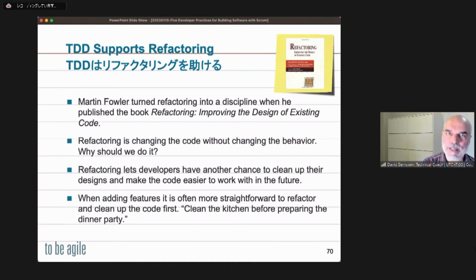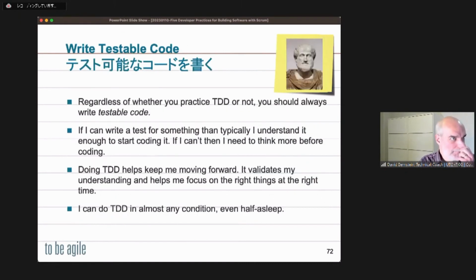The same thing is true in code. Before we go and add a feature, we need to clean the code up so that it's straightforward to add the feature. And that will allow us to add the feature more readily. So clean the kitchen before preparing the dinner party and refactor the code before adding a new feature. And write testable code.